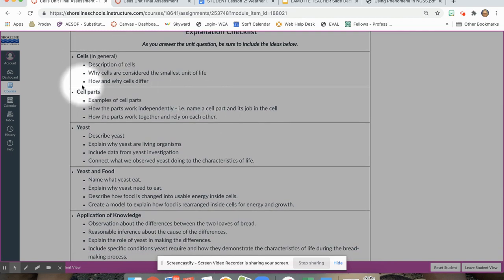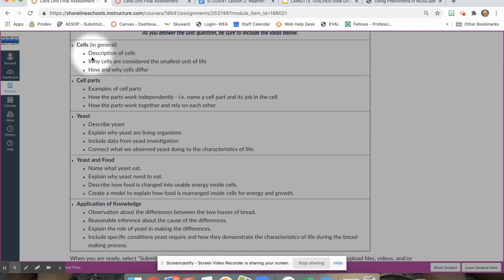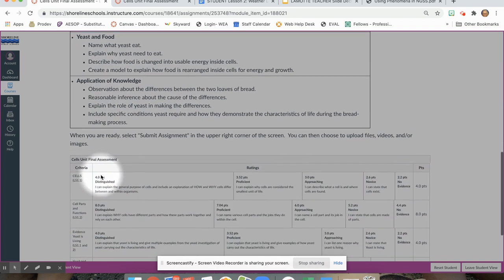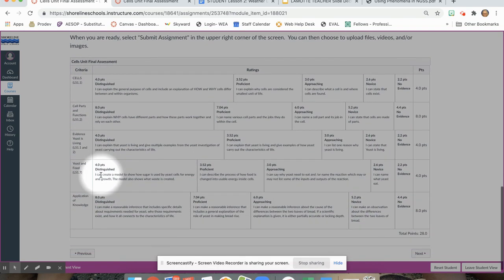So there are five main things that you're going to be assessed on in this final assessment. Your knowledge of cells, cell parts, yeast, yeast and food, and then applying this knowledge to our content or our unit question about the bread. So make sure that you read through each of these to really understand what you need to do. Each of these bullet points correspond to the rubric down below.